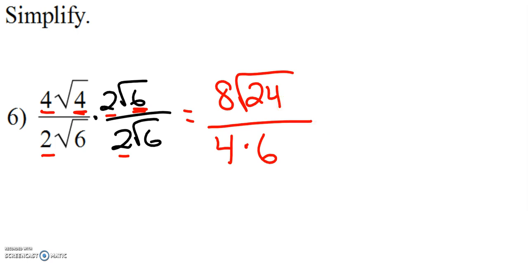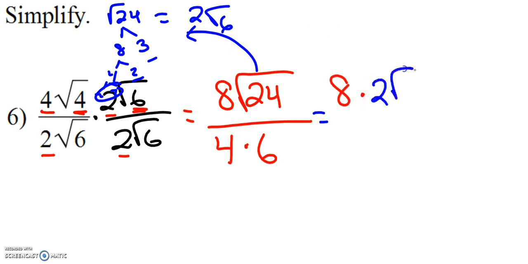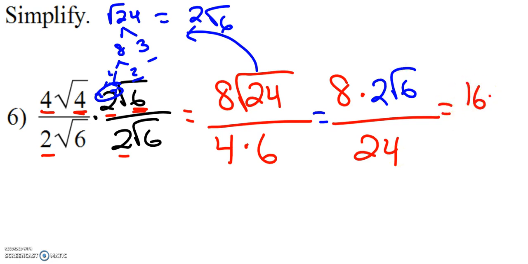Now, before we get any further confused, radical 24 can be simplified. So radical 24 actually reduces to 8 times 3, 4 times 2, 2 times 2. So 8 radical 24 reduces to 2 radical 6. So actually what I have here is 8 times 2 radical 6 divided by 4 times 6, which is 24. Well, 8 times 2 is 16, so I have 16 radical 6 over 24.